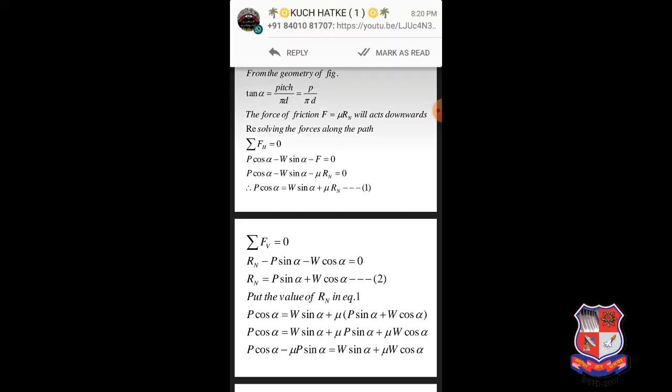Now F equals mu Rn, so we will substitute. Equation 1 will be P cos alpha equals W sin alpha plus mu Rn. Similarly, the summation of vertical forces is 0. So Rn minus P sin alpha minus W cos alpha equals 0. From here we can get the expression of Rn, that is P sin alpha plus W cos alpha.